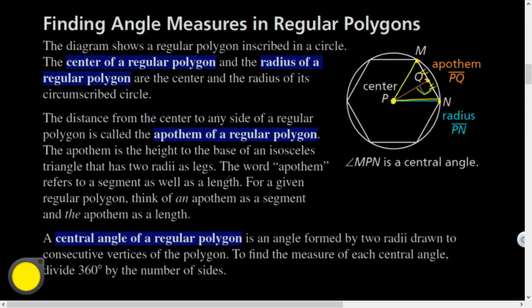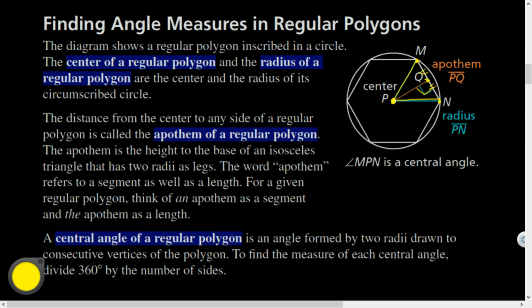And the word apothem refers to a segment as well as a length. For a given regular polygon, think of an apothem as a segment and the apothem as a length. Yeah, it's both. Yeah, the apothem is 3, I could say.